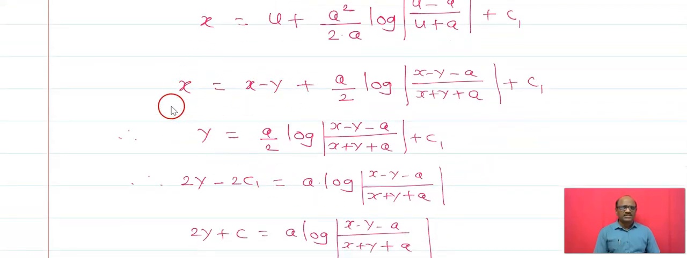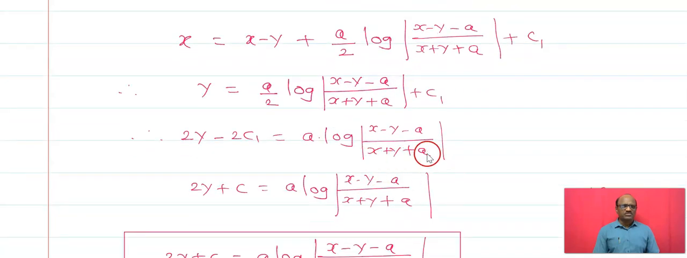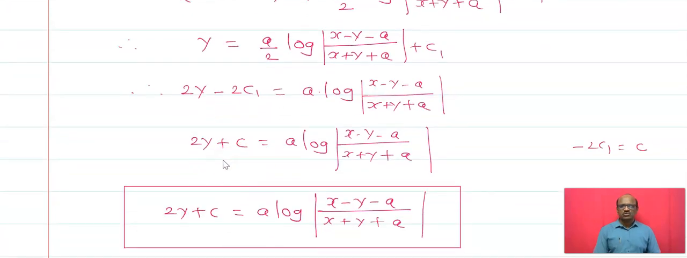Therefore, on both sides the x's get cancelled. Bring this minus y to the left hand side. Then you will get y is equals to a upon 2 log of (x minus y minus a) upon (x plus y plus a) plus c1. And after simplifying, multiply on both sides by 2. Then you will get 2y minus 2c1 that's equals to a log of (x minus y minus a) upon (x plus y plus a). And replace the value of minus 2c1 as a c. And therefore, this is the solution.